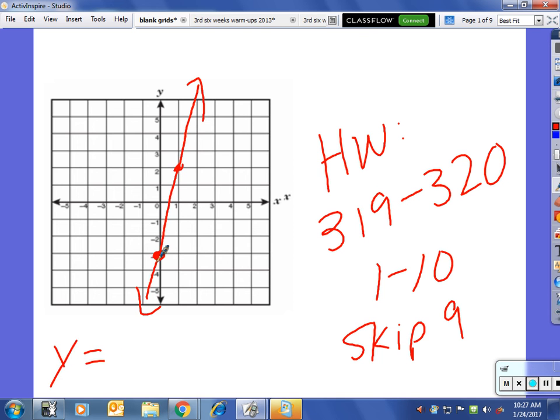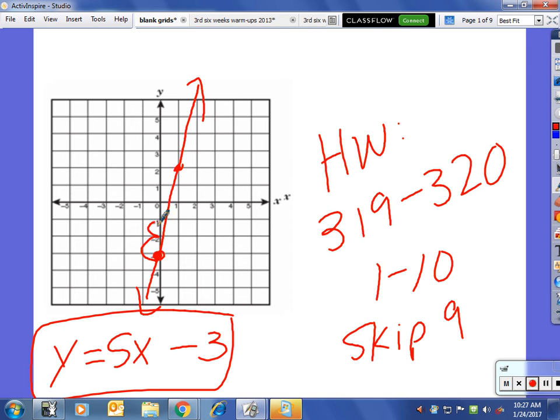Y equals 5x minus 3. That's the equation of number 1. The slope is 5 because I'm going to go up 1, 2, 3, 4, 5, and over 1. And the y-intercept is negative 3. That's all you have to do. So the homework's real easy.